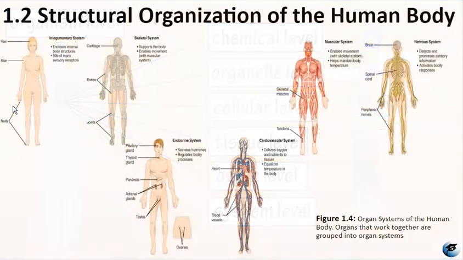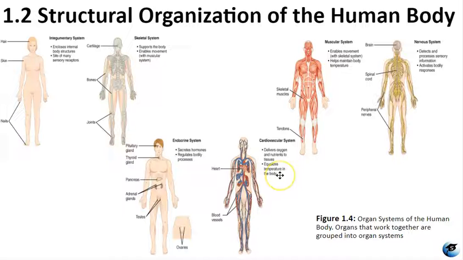Figures 1.4 and 1.5 show the organ systems of the human body. Organs that are grouped together are called organ systems. So your skin is an organ system. That's your integumentary system. The bones make up the skeletal system. Then you have the muscle system, the nervous system with all of your nerves and your brain, spinal cord. The endocrine system, so that's the glands that make all your hormones.